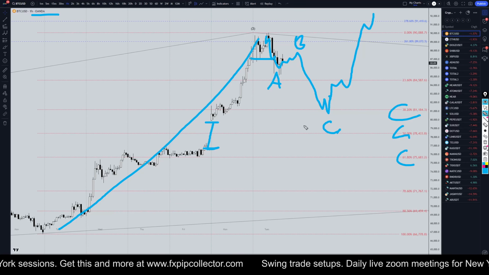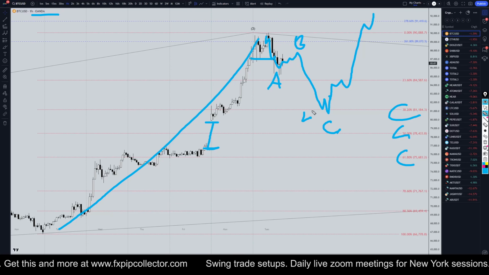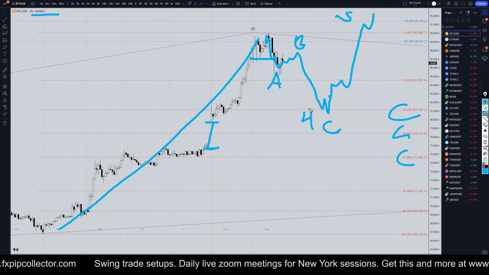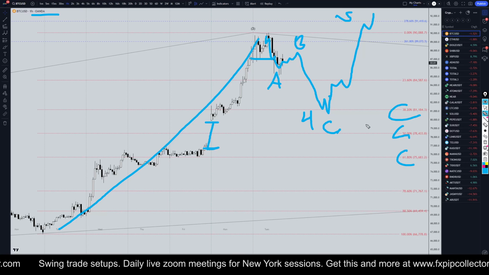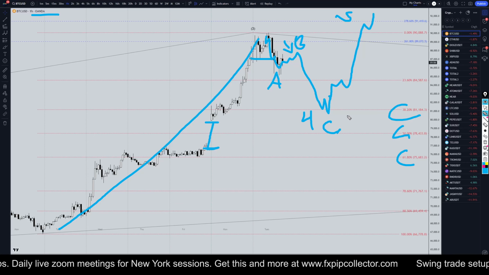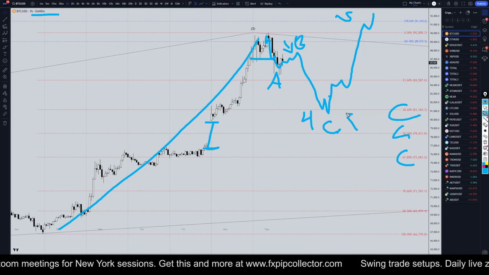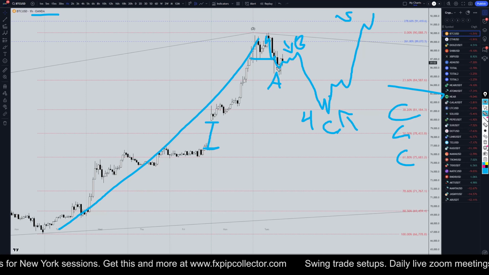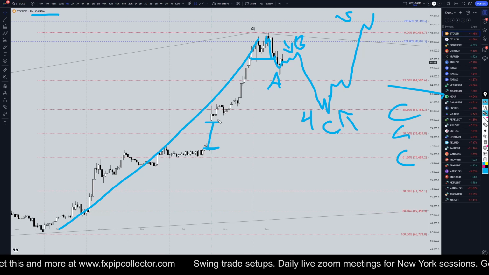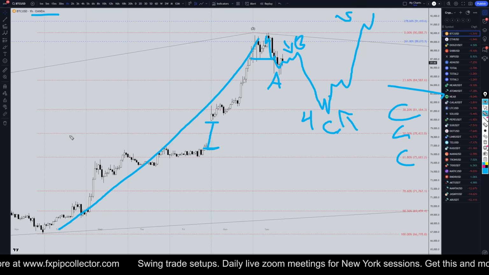Probably going to make a nice proper ABC correction, probably a wave 4 of wave 3, and eventually go up for a wave 5 of wave 3. So I would definitely still be looking for longs. If you are a scalper, you might actually get a pretty nice little short at the end of this wave B, but I would definitely still be focused on your Fibonacci levels for 3 waves down and 5 waves up for more entries to go long, potentially for the continuation of this big uptrend.